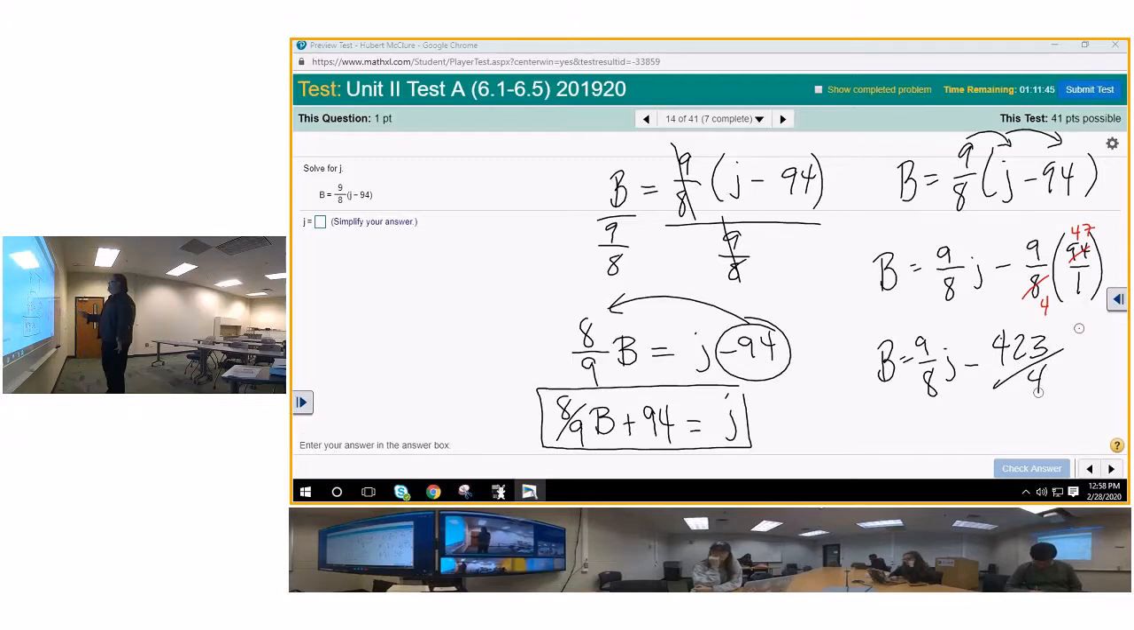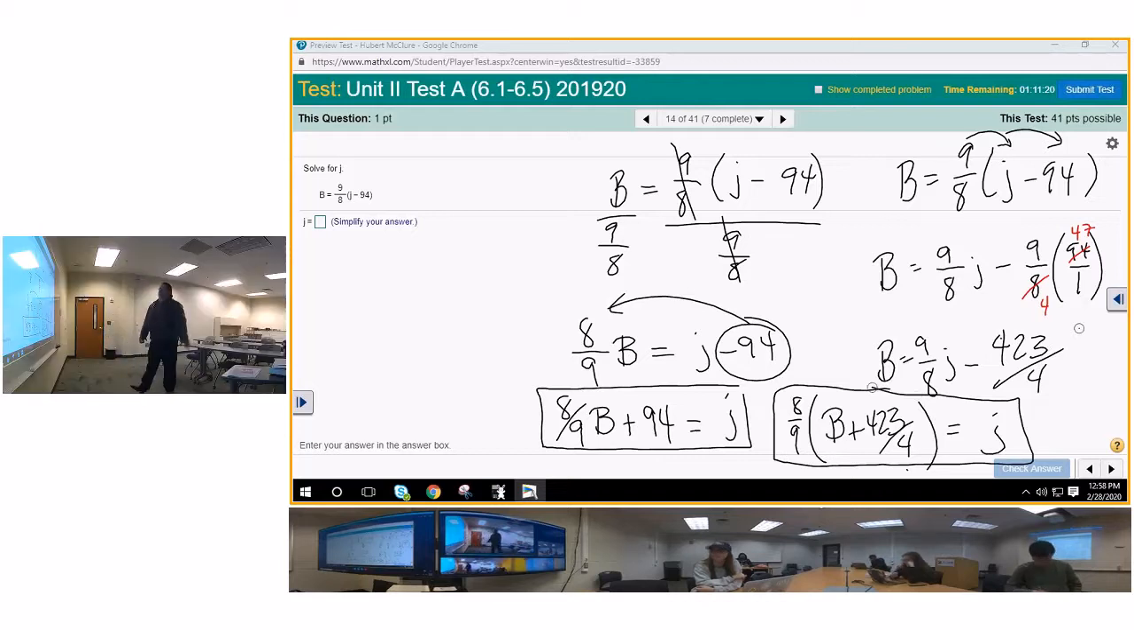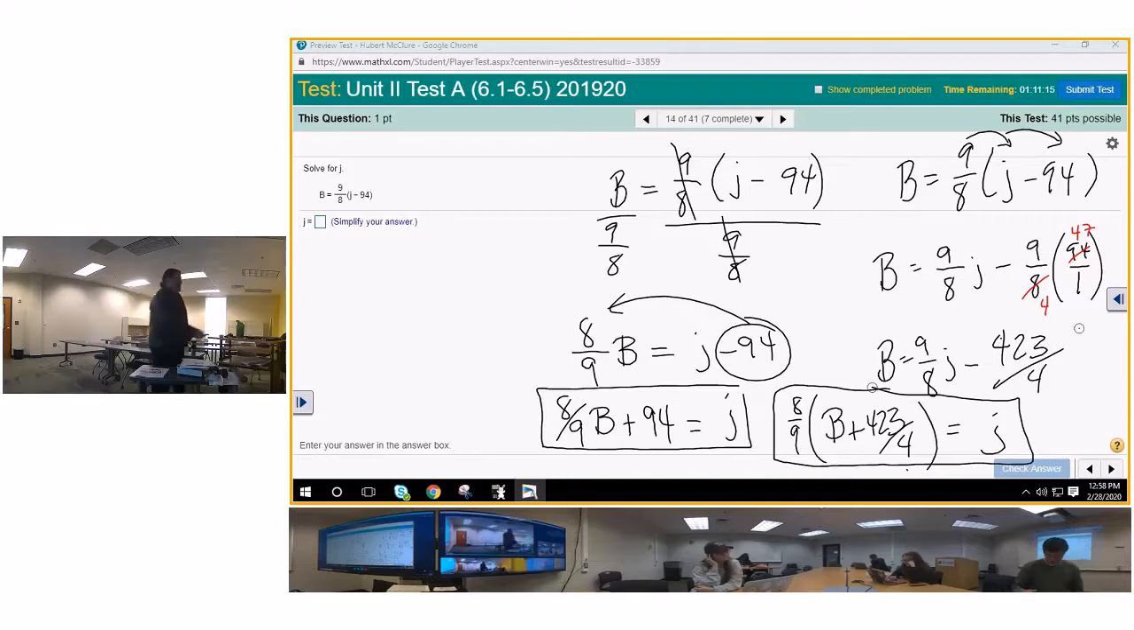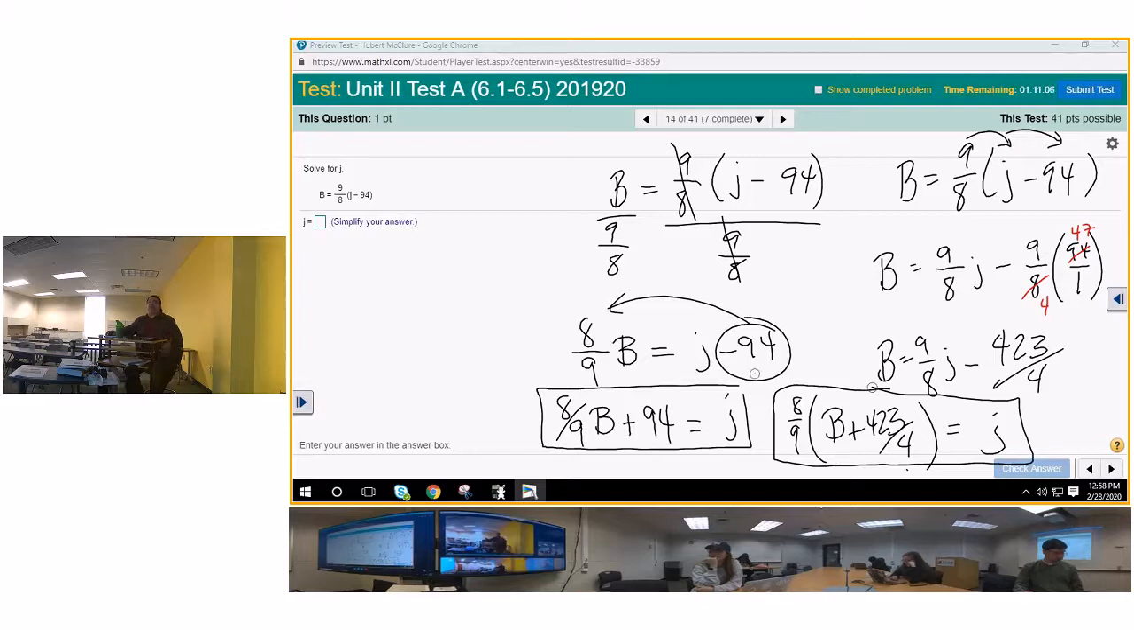And you have to solve for what? J? Are we solving for J? Yeah. So I'm going to bring B plus 423 over 4, and then multiply that by 8/9, and that's going to be equal to J. That just seems like a lot more complicated. Well, yeah, but that's the way you can solve those 2. It doesn't matter. And sometimes you can use the second method when you have more variables, it's a lot easier. So the one on the left is probably the one I would use.